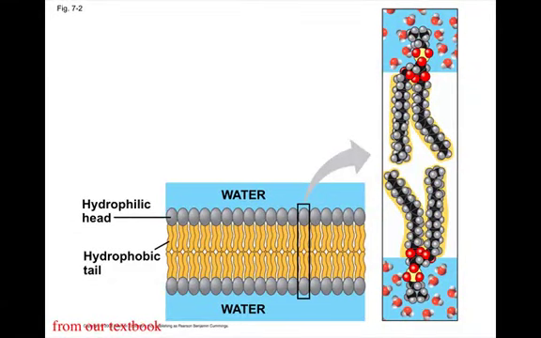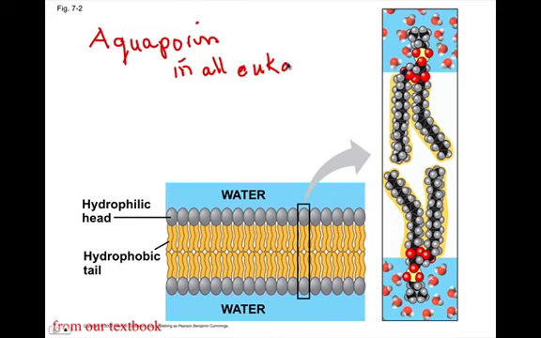Okay, this mini lecture is going to be primarily about a protein called aquaporin. And aquaporin is found in all eukaryotes, and we'll learn more about eukaryotes when we get into chapter 6. The aquaporin story is really a story for chapter 7, and we're reading chapters a little bit out of order.